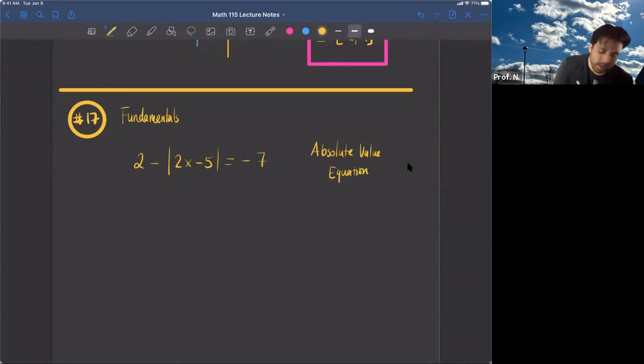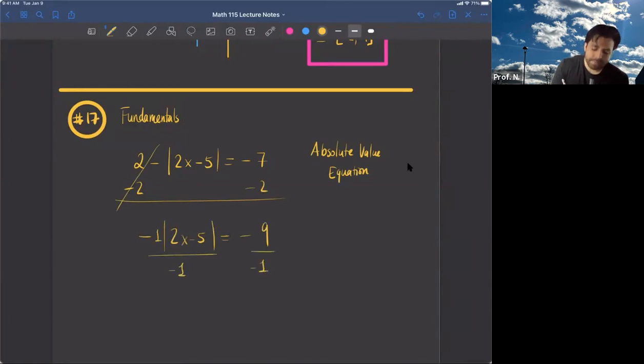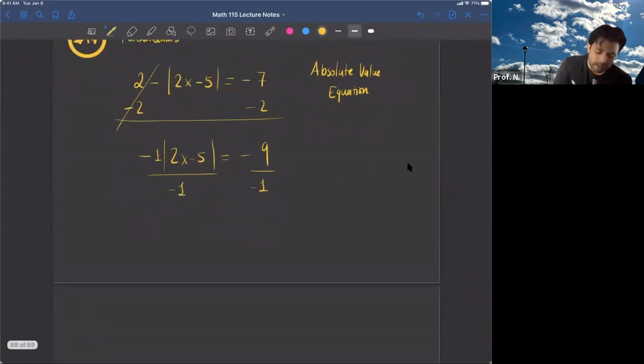So the first thing is I want to get all the absolute value on one side and everything that's not absolute value on the other side. So this is negative absolute value of 2x minus 5, this is -9. Then there's a negative in front, so I can divide by -1. And when I do that, I get the absolute value of 2x minus 5 is equal to positive 9. Okay? So we have an absolute value equation.